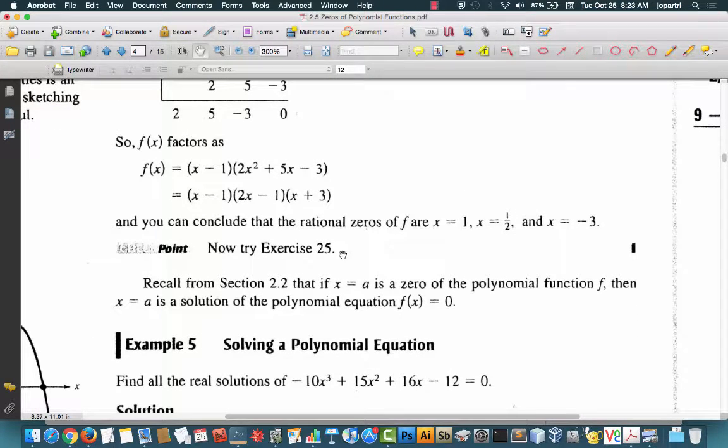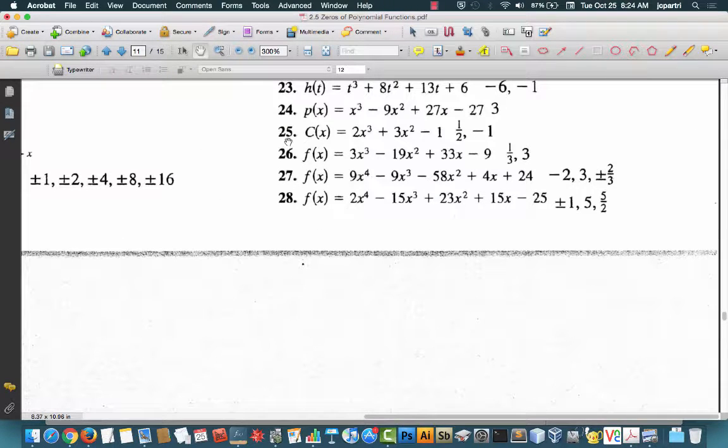All right, pause the video. I want you to try exercise 25 on your own, and then we'll go ahead and work it together. So here's number 25. C of x is 2x cubed plus 3x squared minus 1. And what we want to do is find all the possible integer divisors of -1 and all the possible integer divisors of 2.